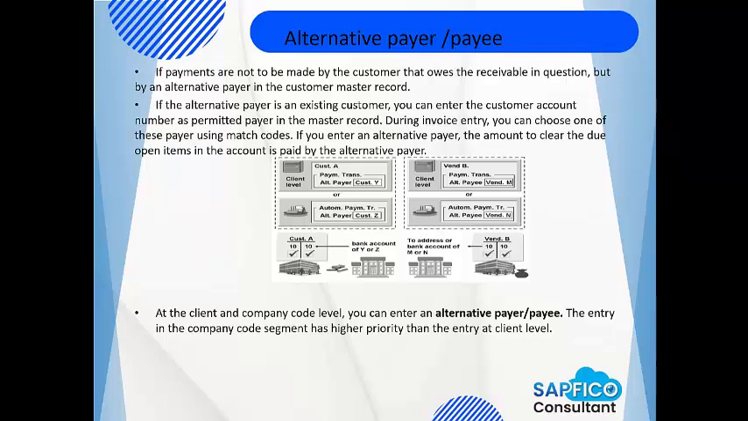At the client and company code level, you can enter an alternate payer or payee. The entry in the company code segment has higher priority than the entry at the client level. So here, if you see, this is the client level, that is the general data section. This is the customer. We have entered an alternate payer as customer Y. This is the customer E.